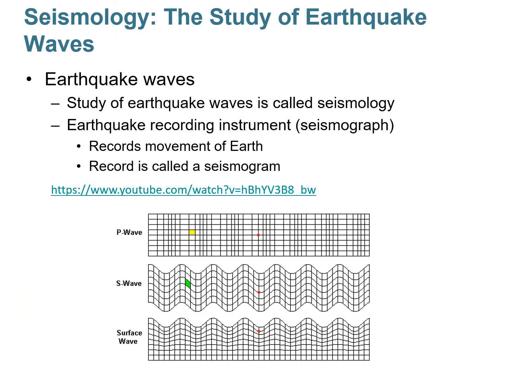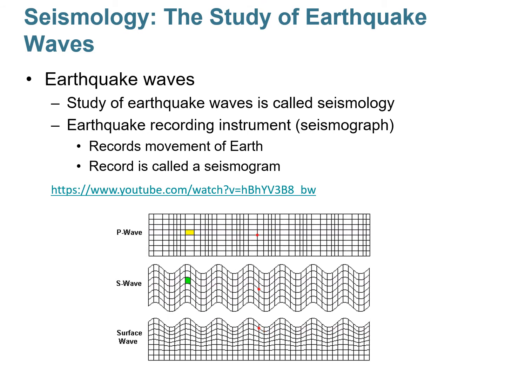Okay, so seismology is the study of earthquake waves. Earthquake waves are a way of understanding the energy that's released after some slippage and displacement has occurred. The way scientists record earthquake waves is by using a seismograph, which records the vertical and horizontal movement that occurs in the Earth's crust. That record is called a seismogram. I have a YouTube video that follows along with that. But here are some examples of those seismic waves.